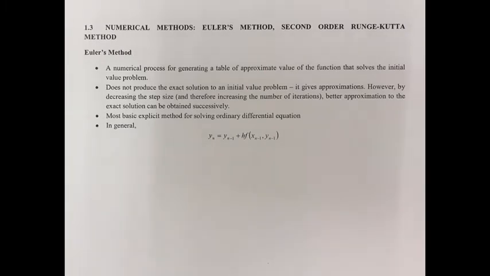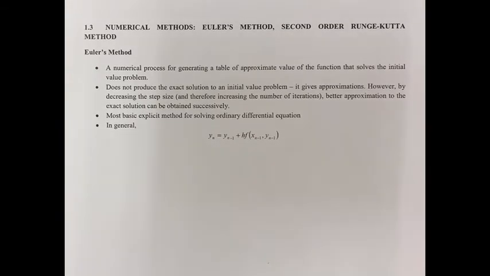Subtopic 1.3 Numerical methods, Euler's method, second order Runge-Kutta methods. Numerical methods are a numerical process for generating a table of approximate values of the function that solves the initial value problem. So using numerical methods, we will just get an approximate value, not the exact value as given by the analytical method we discussed before in the previous video.